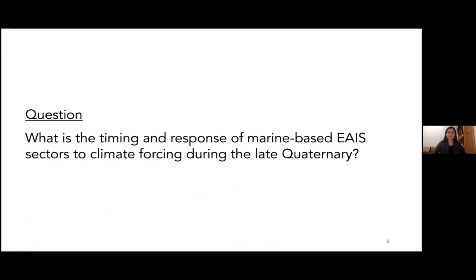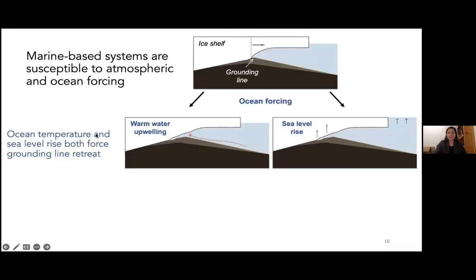So the question driving this research is, what is the timing and response of marine-based East Antarctic ice sheet sectors to climate forcing during the Late Quaternary? And the approach is as follows. I'll be looking at ice-proximal marine records. Marine-based systems are susceptible to atmospheric and oceanic forcing. Of course, atmospheric from above, from the surface of the ice shelf or the outlet glacier, and then marine-based forcing comes from below, from the ocean. And so you can have ocean temperature and sea level rise forcing this retreat.